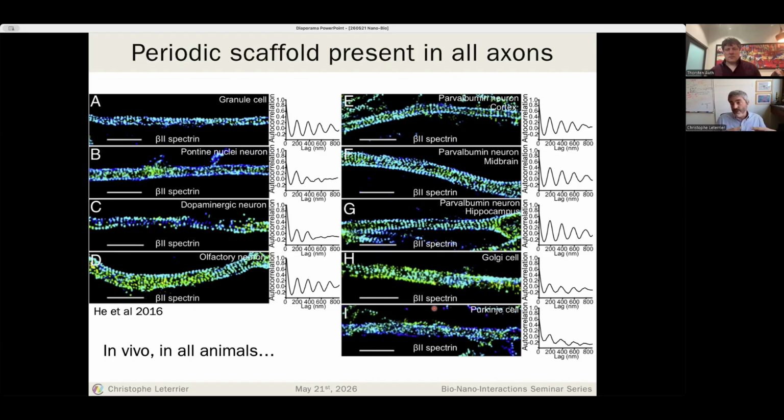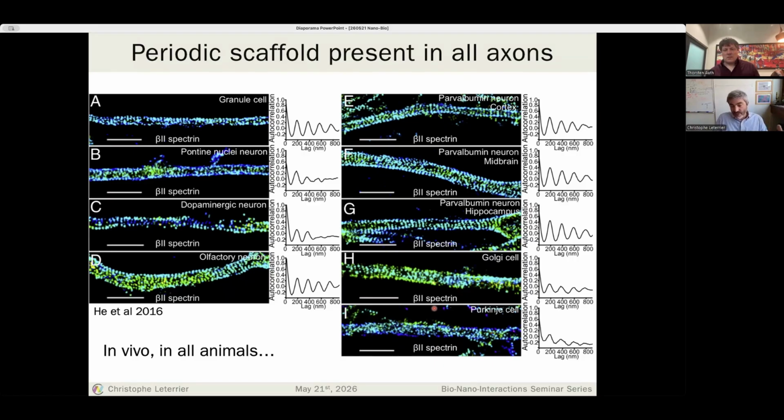Like all axons in all types of neurons, in all organisms where it has been looked for, axons present this striking periodicity of the actin spectrin scaffold. And it's really, for me, one of the most important structures that has been discovered by super resolution microscopy, because it is entirely new and was never observed before. It's not like super resolution microscopy would give more details on something we already knew. It's really discovering a completely new structure, like discovering the Golgi apparatus or the mitochondria.